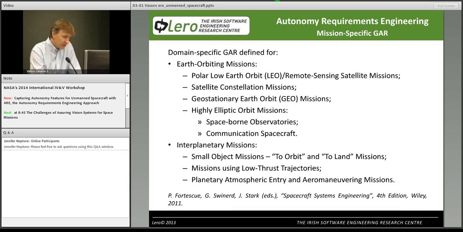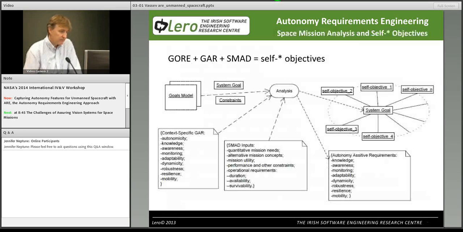Basically, for each one of these classes of missions, we have a generic autonomy requirements model. And when we apply autonomy requirements engineering, the first thing is to realize what mission this is. For example, if it's a low Earth orbit mission, then we apply the generic autonomy requirements model we built for this particular mission to come up with the self-objectives required by this class of mission. This is the same thing, but graphically represented here.